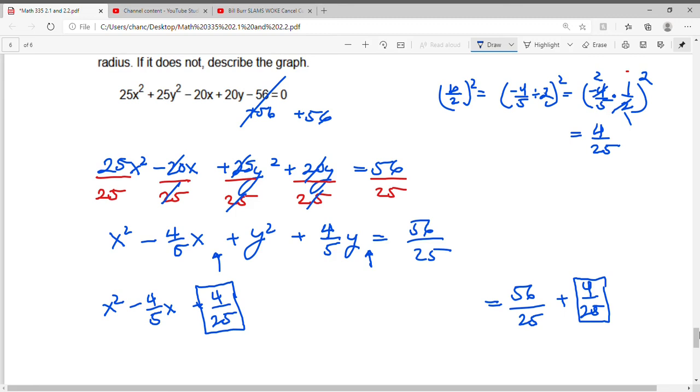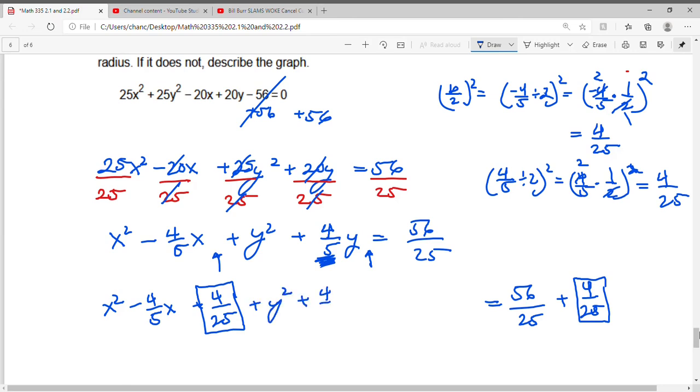We're going to repeat the same process with 4/5 this time. We'll take 4/5 divided by 2 and square it. This is equivalent to (4/5 times 1/2) squared, and this reduces to (2/5) squared, which gives us 4/25 again. For the y's, we need to add 4/25 on the left, and we'll have to add that on the right.